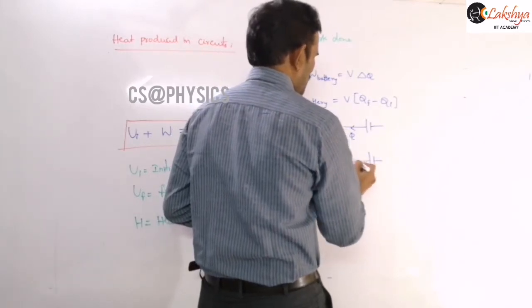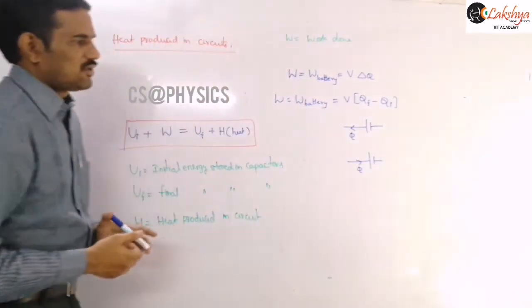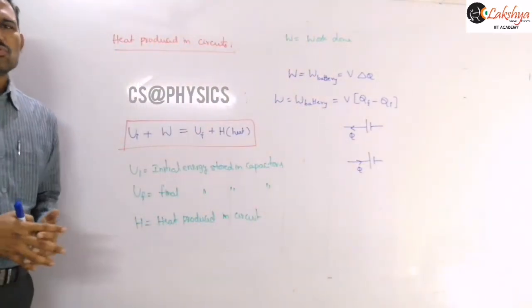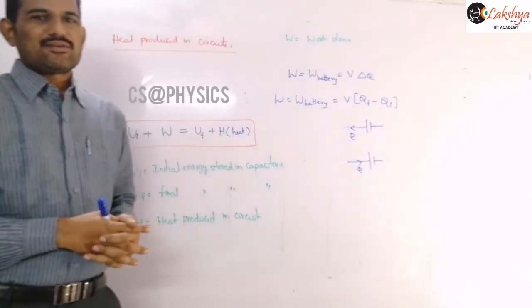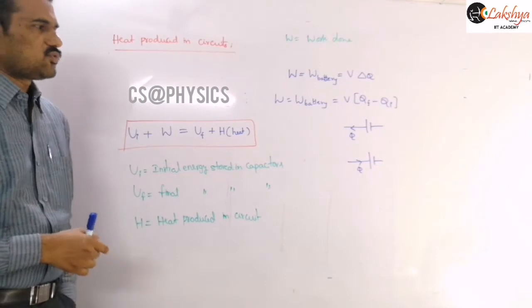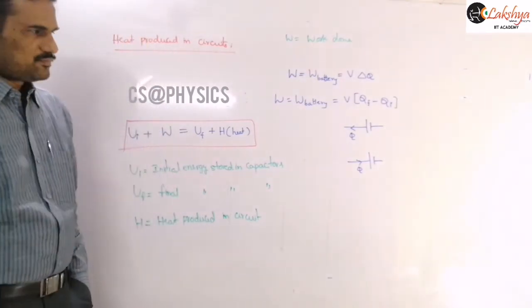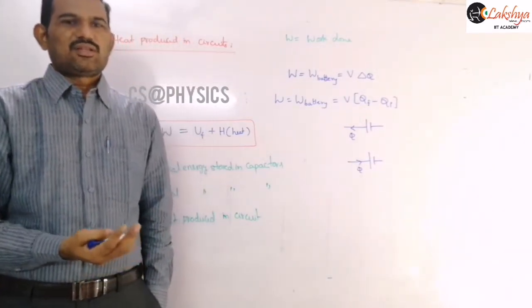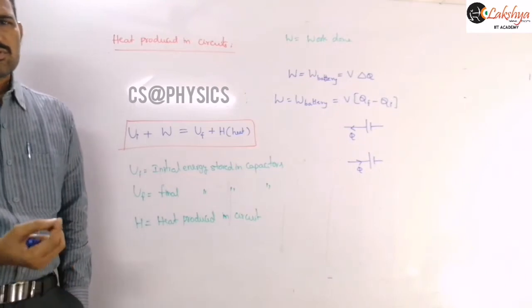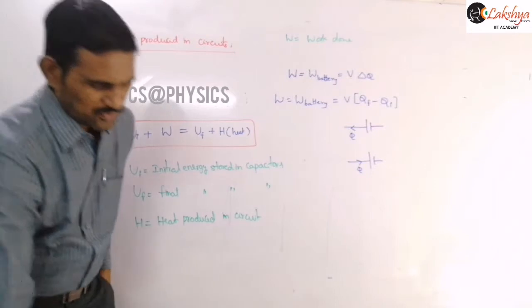If positive charge is entering the positive terminal of the battery, then work done by the battery is negative. And no work done means, if no charge is flowing in that, then work done by that battery will be 0. If no charge is flowing to that battery, then you can say that work done will be 0, right?